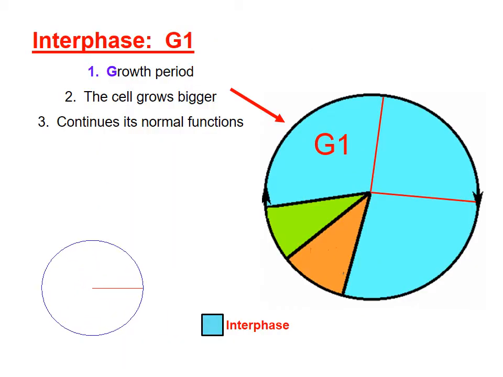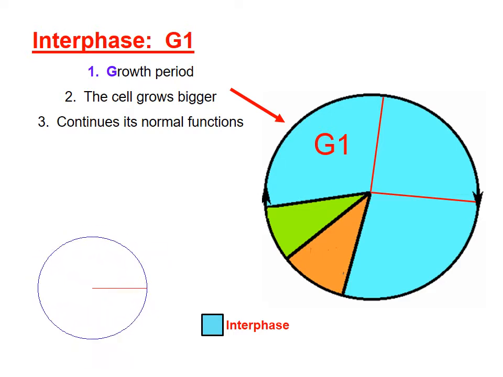G1 is the first growth period. You can kind of think G equals growth, first time, so growth for the first time. All normal functions happen here. But what are normal functions for a cell? Well, creating energy, cellular respiration, creating proteins or protein synthesis. These are both normal cell functions. The cell is also going to synthesize extra proteins called histones. Remember those? Those are needed for when new DNA is created later.